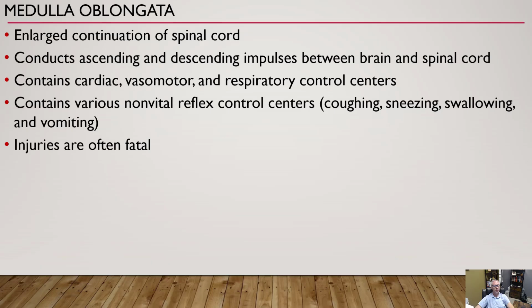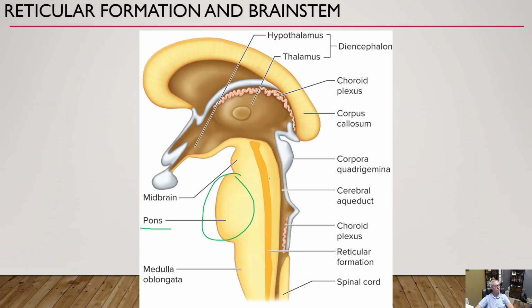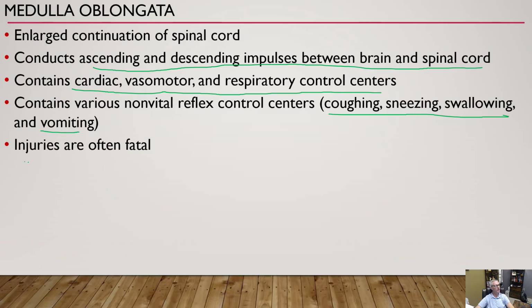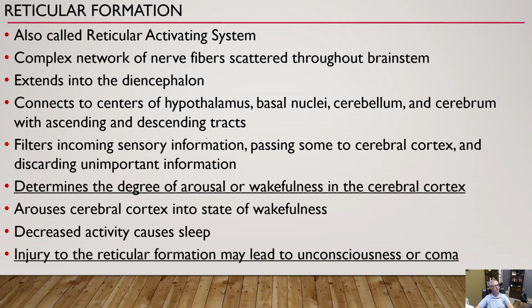All right, medulla oblongata. That's the enlarged continuation of the spinal cord. So down here is your medulla. Again, just a relay system between the brain and spinal cord. Cardiac, vasomotor, respiratory control centers, a lot of your reflexes: coughing, sneezing, swallowing, vomiting. Injuries to your medulla are often fatal. So if you want to take out someone, get them in the medulla.